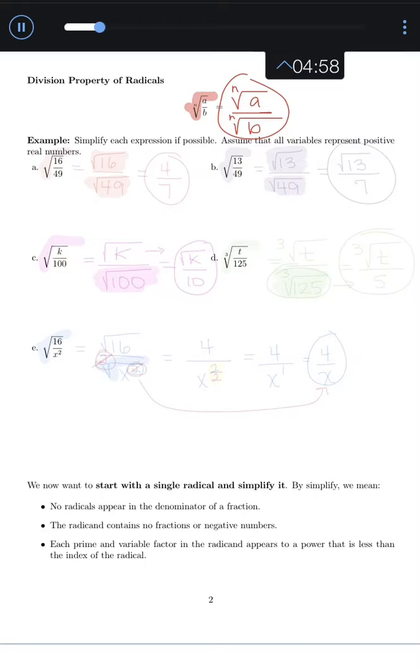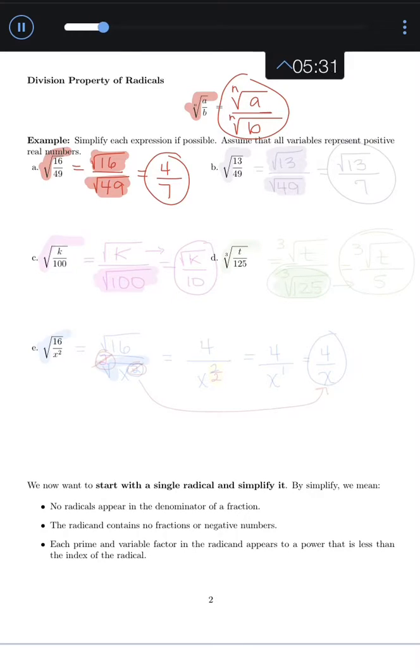So what does this mean? This means on A that we've got a square root here, that I will have a square root of whatever's on top first, square root of 16, over a square root of whatever's on the bottom, the 49. Well, we know that the square root of 16 is 4, and we do know that the square root of the 49 on the bottom is 7. So we're going to get 4 over 7, which is already reduced. So we're done.